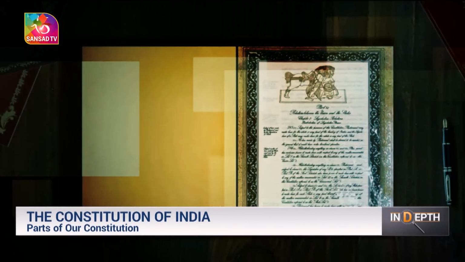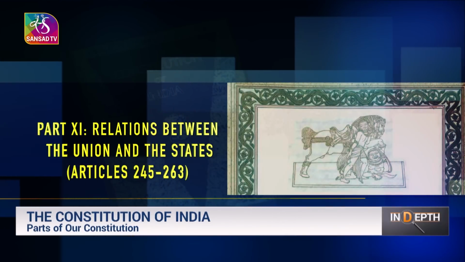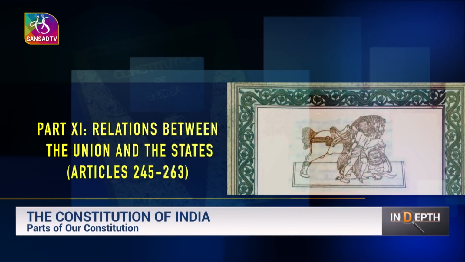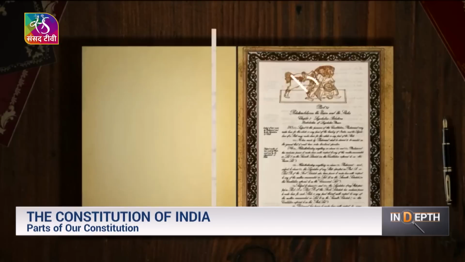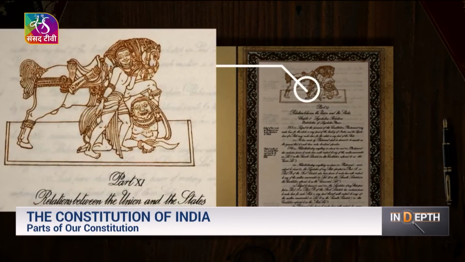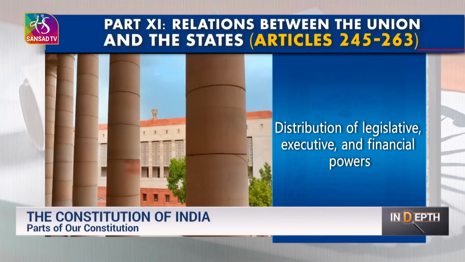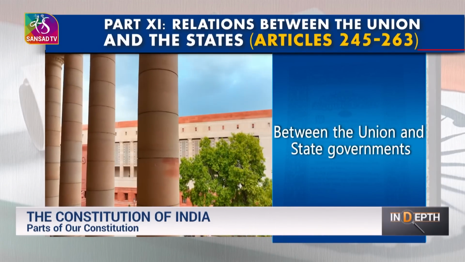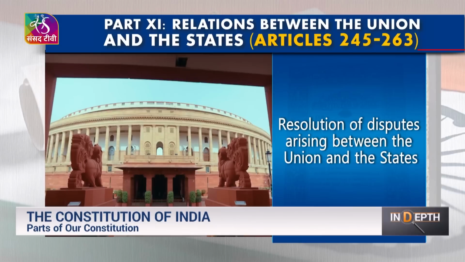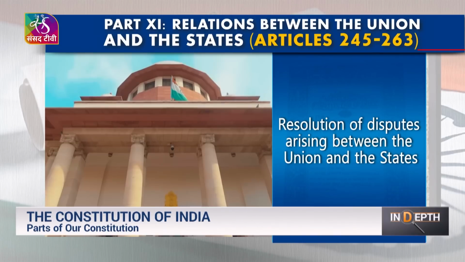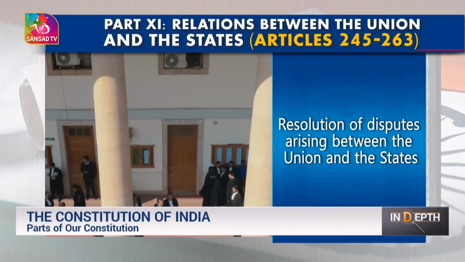Part 11. Relations between the Union and the States. Articles 245 to 263. This section defines the distribution of legislative, executive, and financial powers between the Union and state governments. It also deals with the provisions for the resolution of disputes arising between the Union and the states.